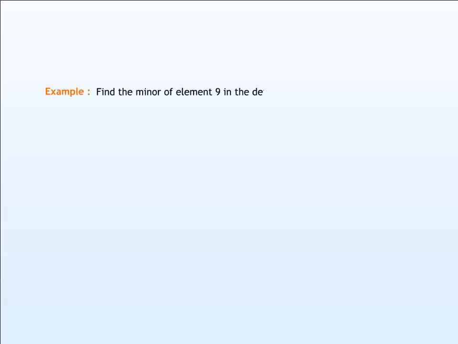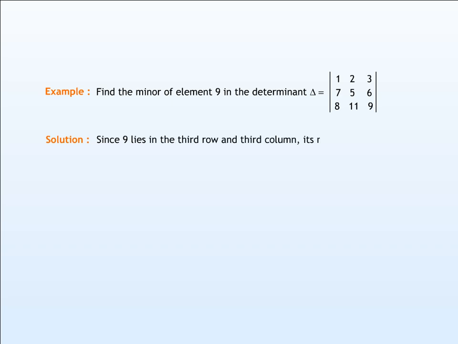Find the minor of element 9 in the determinant delta as given here. Since 9 lies in the third row and third column, its minor M33 is given by the determinant obtained by ignoring row 3 and column 3 of the given determinant delta.